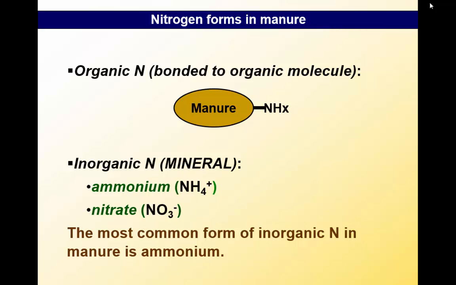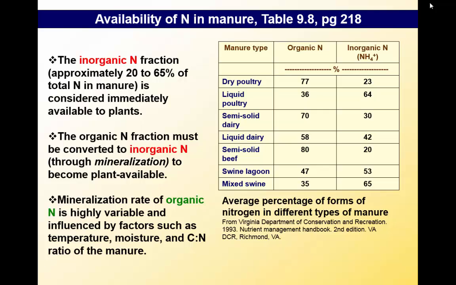So nitrogen forms in manure. You've got the organic nitrogen. It's bonded as a molecule. You have the inorganic, the mineral forms, ammonium and nitrate. The availability of nitrogen depends on how much and how quickly the organic will mineralize and how much you might lose of the inorganic. So the inorganic can have a large range, 20 to 65% of the nitrogen. It's immediately available to plants. They can uptake it right away. The more that you can preserve, the more is available to plants.